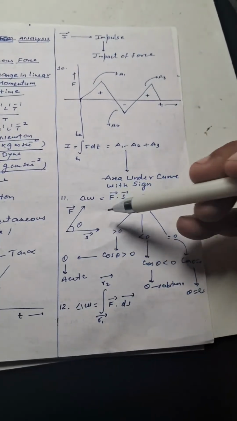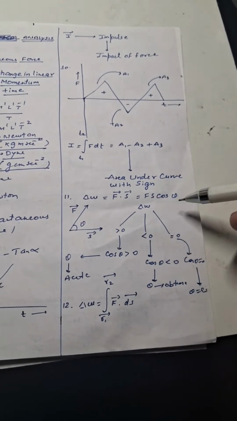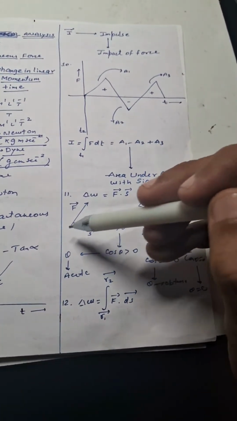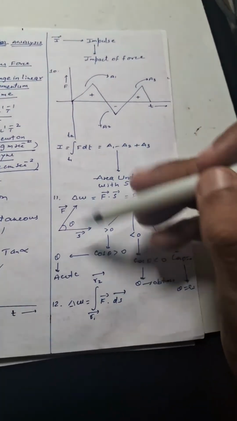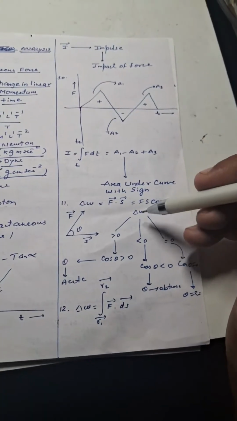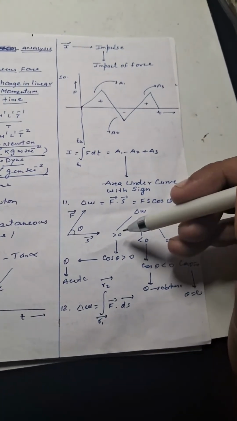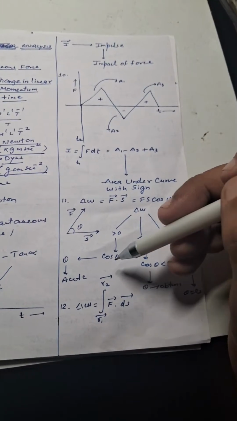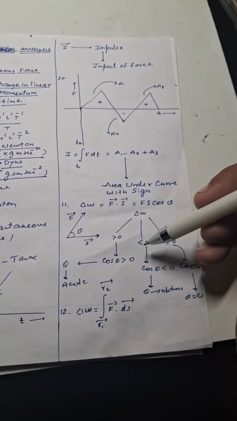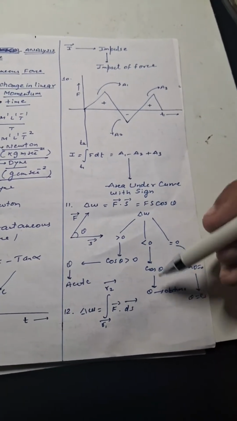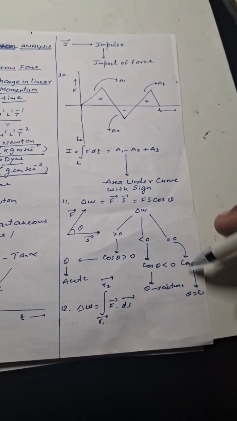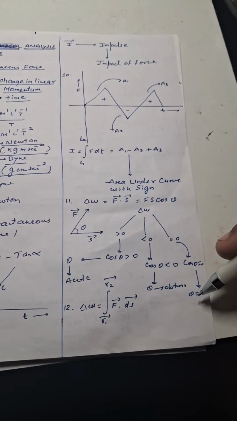Force also finds application in work done, which is F dot S, which is F s cos theta. Here F is the force, S is the displacement, and theta is the angle between force and displacement. Now we have different cases for work done corresponding to different angles. For example, work done is positive when cos theta is positive, which is possible when theta is acute or less than 90 degrees. Work done will be negative when cos theta is negative, which is possible when theta is obtuse, and work done is 0 when cos theta is 0, which is possible when theta is equal to 90 degrees.